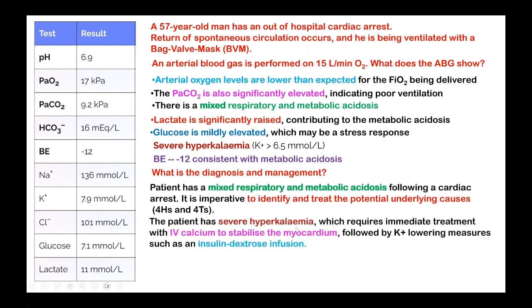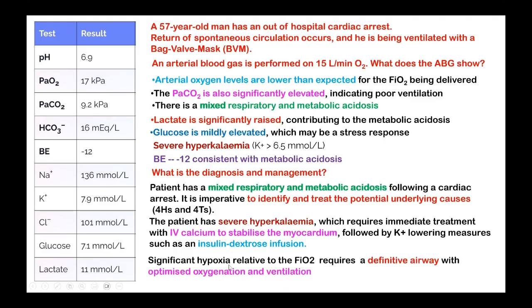Then the patient has severe hyperkalemia, which requires immediate treatment. It can be done by IV calcium to stabilize the myocardium, followed by insulin dextrose infusion. And significant hypoxemia requires a definitive airway and optimized oxygen ventilation. Removal of the PaCO2 also has to be taken care of. So these are all the management steps that you have to take. Okay.